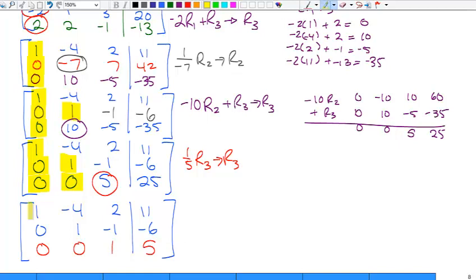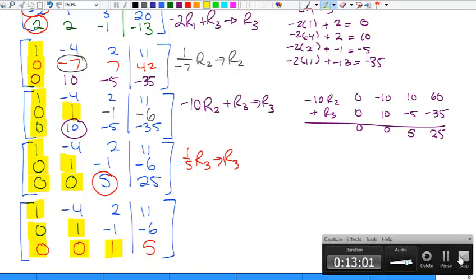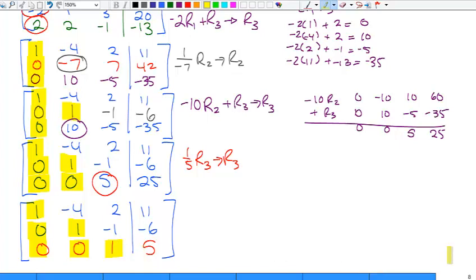So with my progress report, I have a 1 where I want it and zeros below it. I have a 1 where I want it and 0 below it, and I have a 1. So this is in the correct form, and now I have all of my matrix work done, and now I need to back substitute. To back substitute, I'm first going to rewrite my new matrix back into equation form. So I'm going to rewrite this as x minus 4y plus 2z equals 11. Then I have y minus z equals negative 6, and then z equals 5.